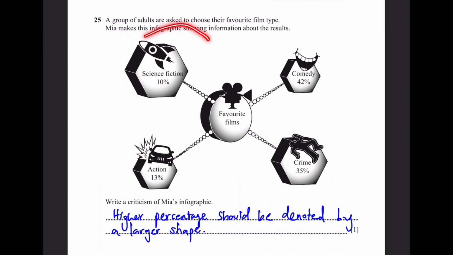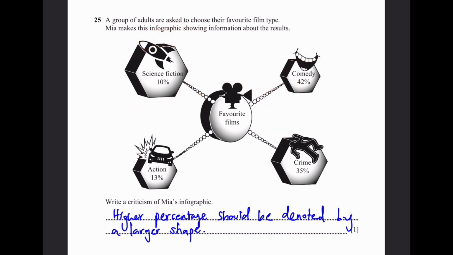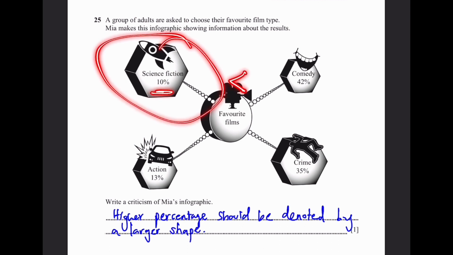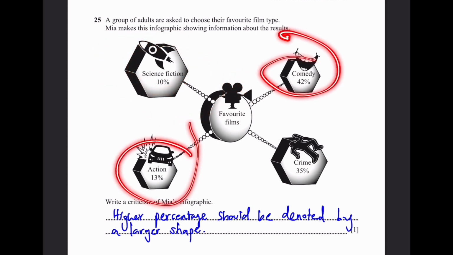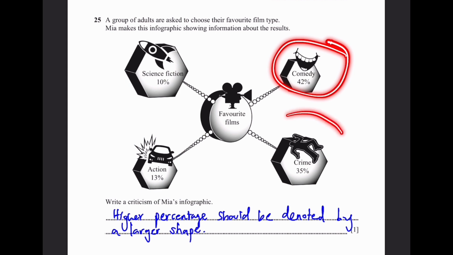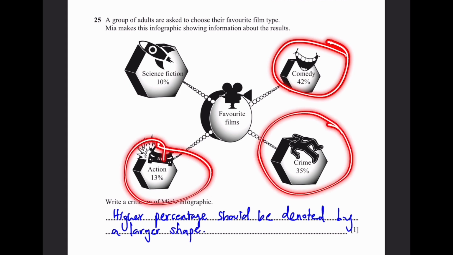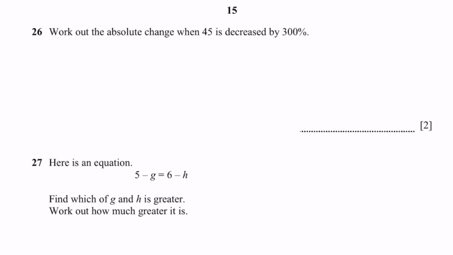As I said, science fiction has a lower percentage than comedy, but has a larger shape than comedy here. And also, we can see that action and comedy have almost a similar shape, but obviously comedy is much larger in percentage. In reality, this should be the biggest shape, then this one, and then this one should be much smaller, and this one should be the smallest. That's the answer.